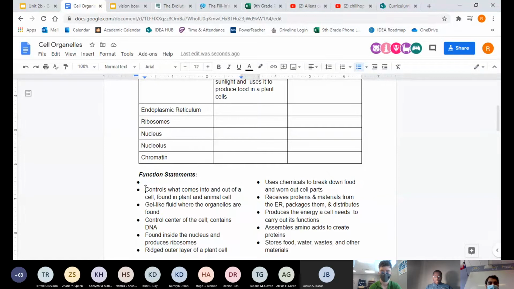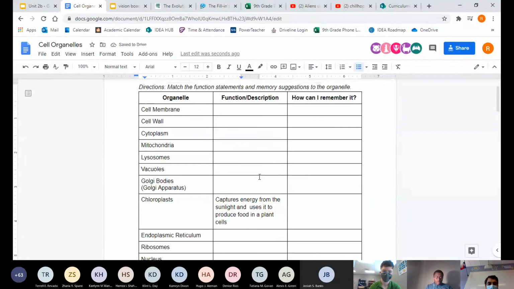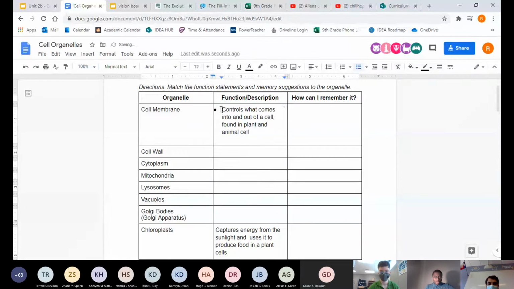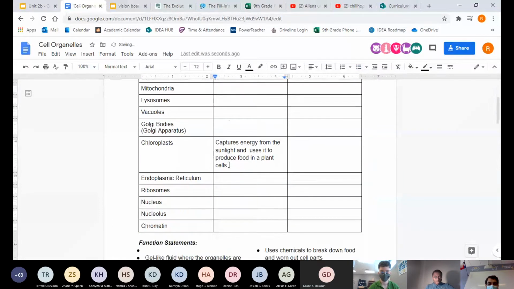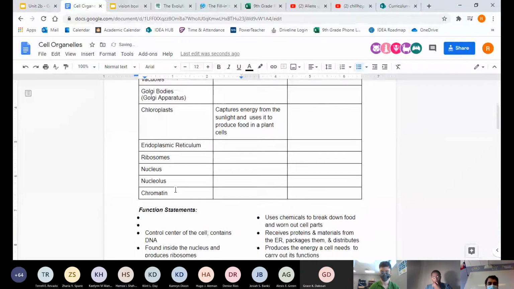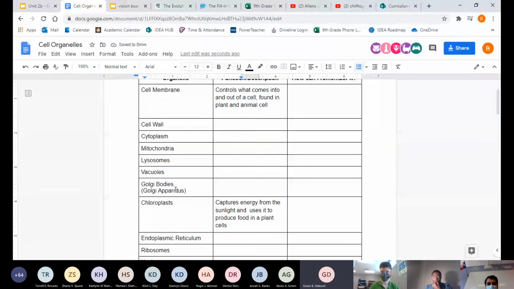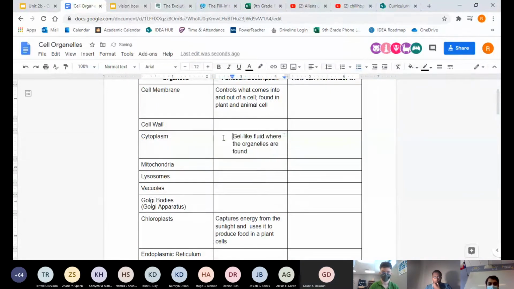Now, controls what comes in and out of the cell, found in both plant and animal cells. Is that the cell membrane? It is. Good job. How about gel-like fluid where the organelles are found? Cytoplasm? Excellent. See, this is easy.